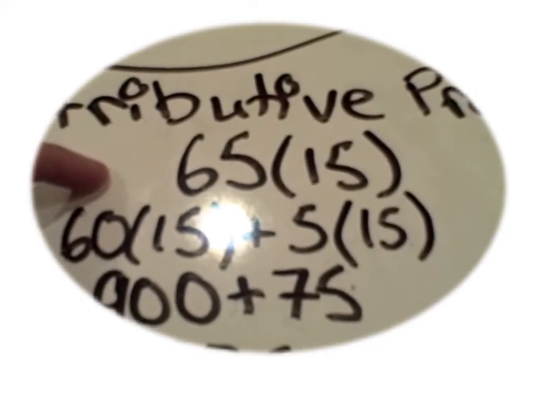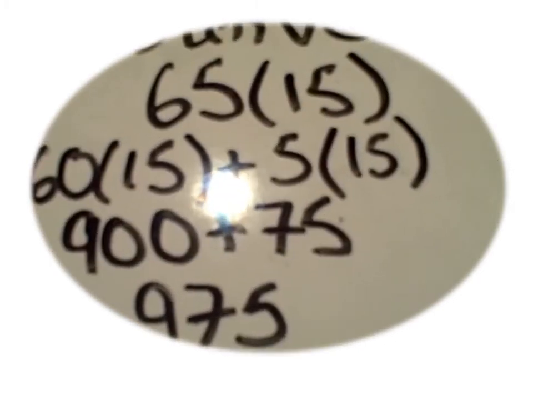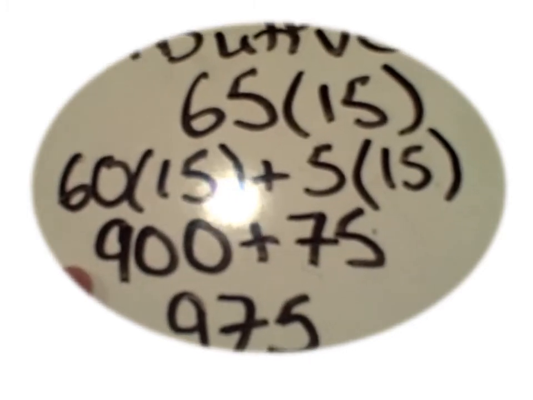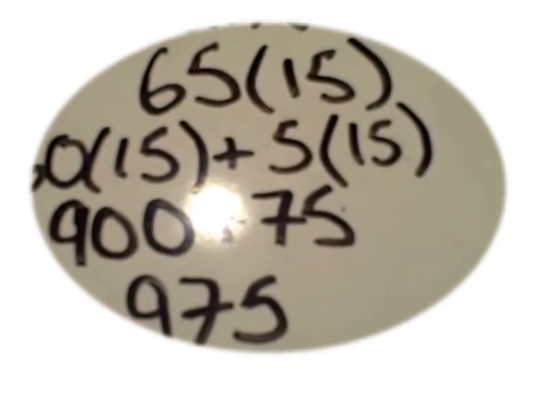So we're going to split up 60 and 5 and multiply 60 times 15 and then add that to 5 times 15. 60 times 15 is 900, and 5 times 15 is 75. 900 plus 75 is 975.